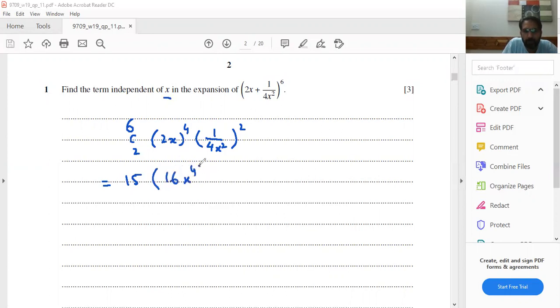power 4. And here, if you take the square of this as well, this will give you 16x power 4. And this whole term is cancelled out. And we are left with a term without x, which is called independent of x. And this is 15. This is your question number 1. Now let's go to question number 2.